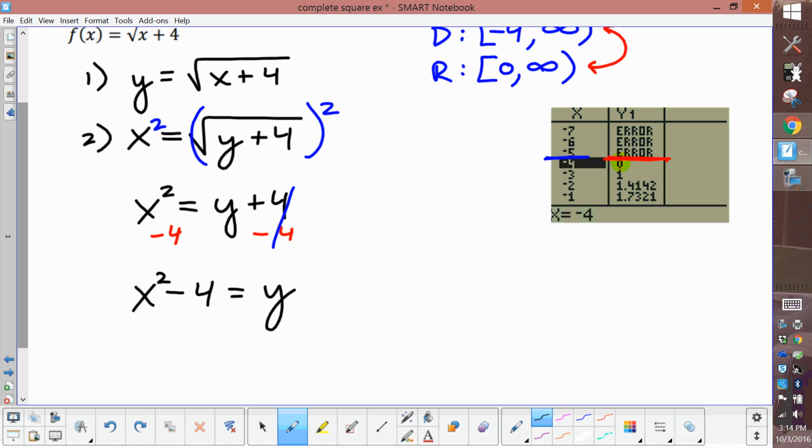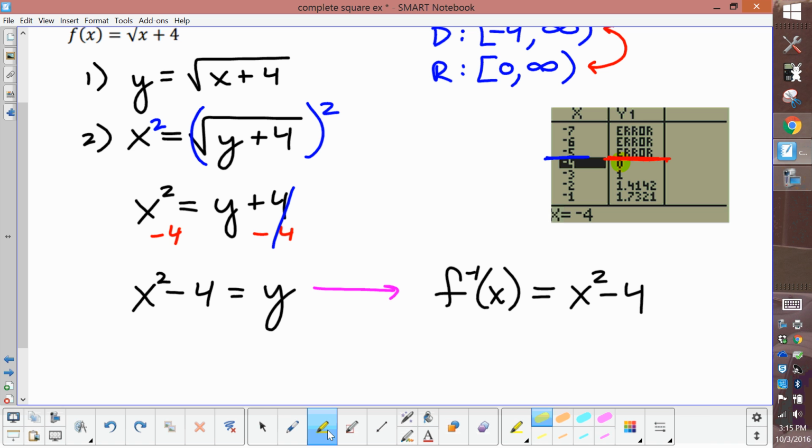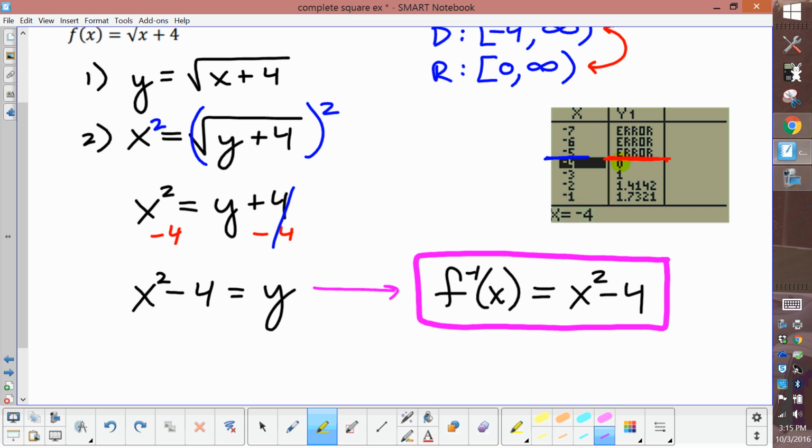Okay, last but not least, I'm going to go ahead and put it back into function notation. So we'll draw an arrow over this way, and I'm going to write it from left to right. So f inverse of x equals x squared minus 4. This is my final answer. This is an opposite formula.